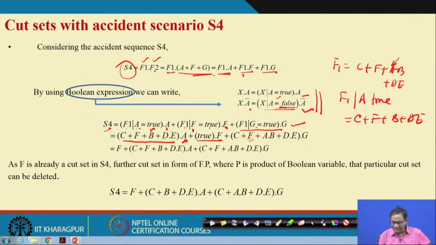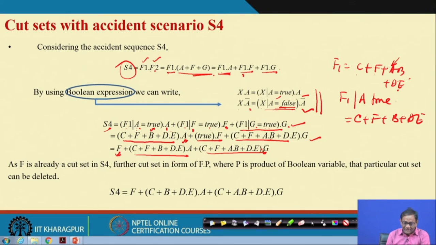Now, the third one, what will happen? F1 given G equal to true into G. Here you see C plus A plus AB plus D, there is no G, the same thing is there multiplied by G. As a result, this true F is coming as a cut set F, C plus A plus B plus D is coming like this, and this one becoming this.